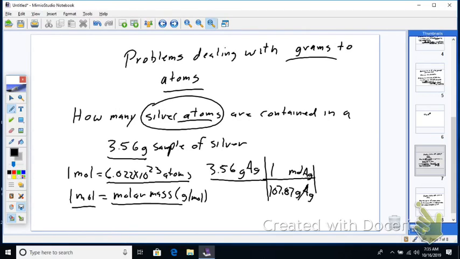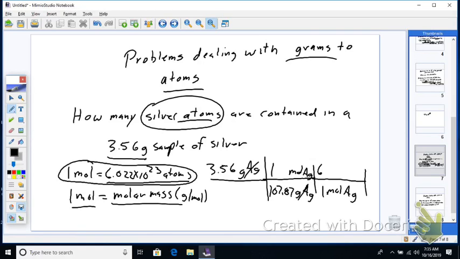So we cross through grams. Next step, we say for every 1 mole of silver, this is kind of what we're doing right here. We're looking at this step next. We're saying for every mole of silver, I have 6.022 times 10 to the 23rd atoms of silver.